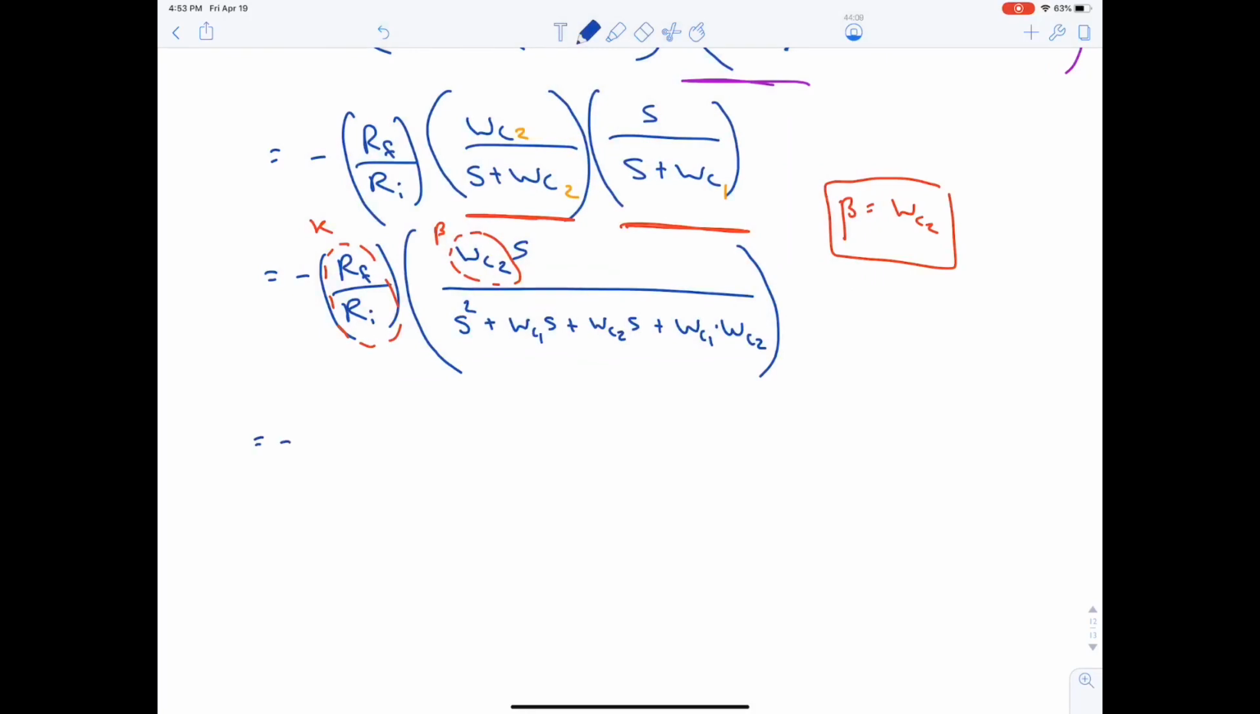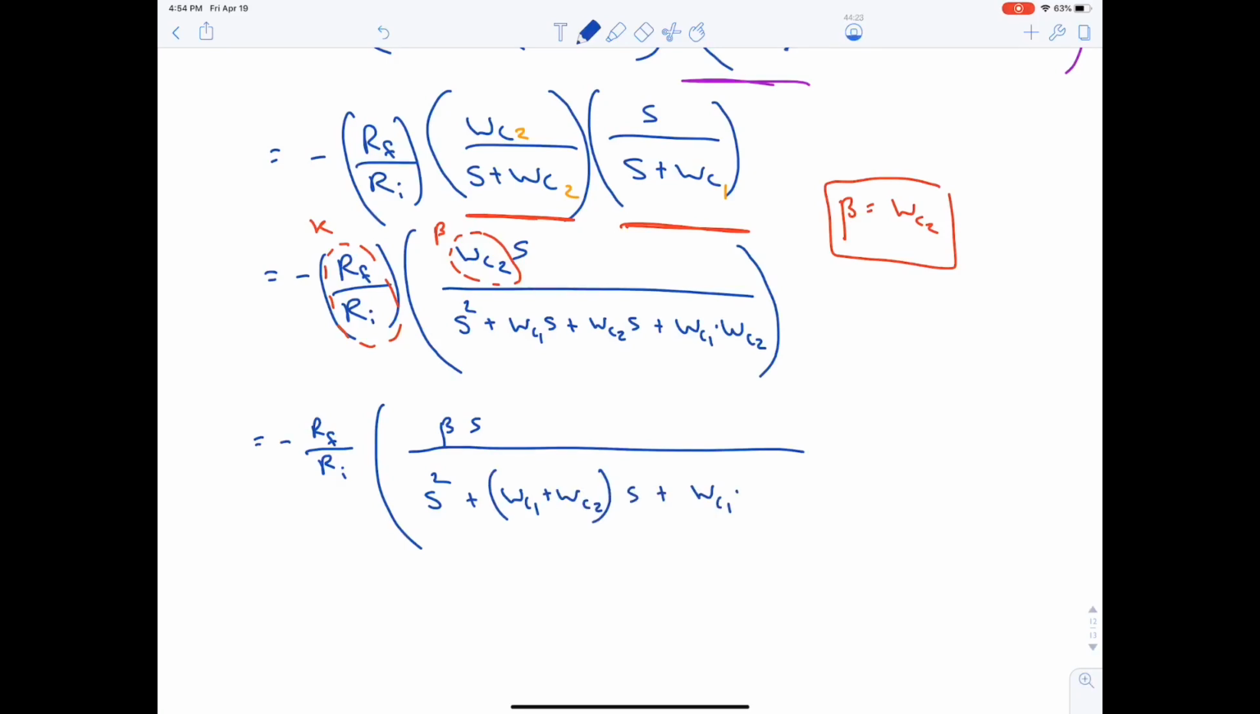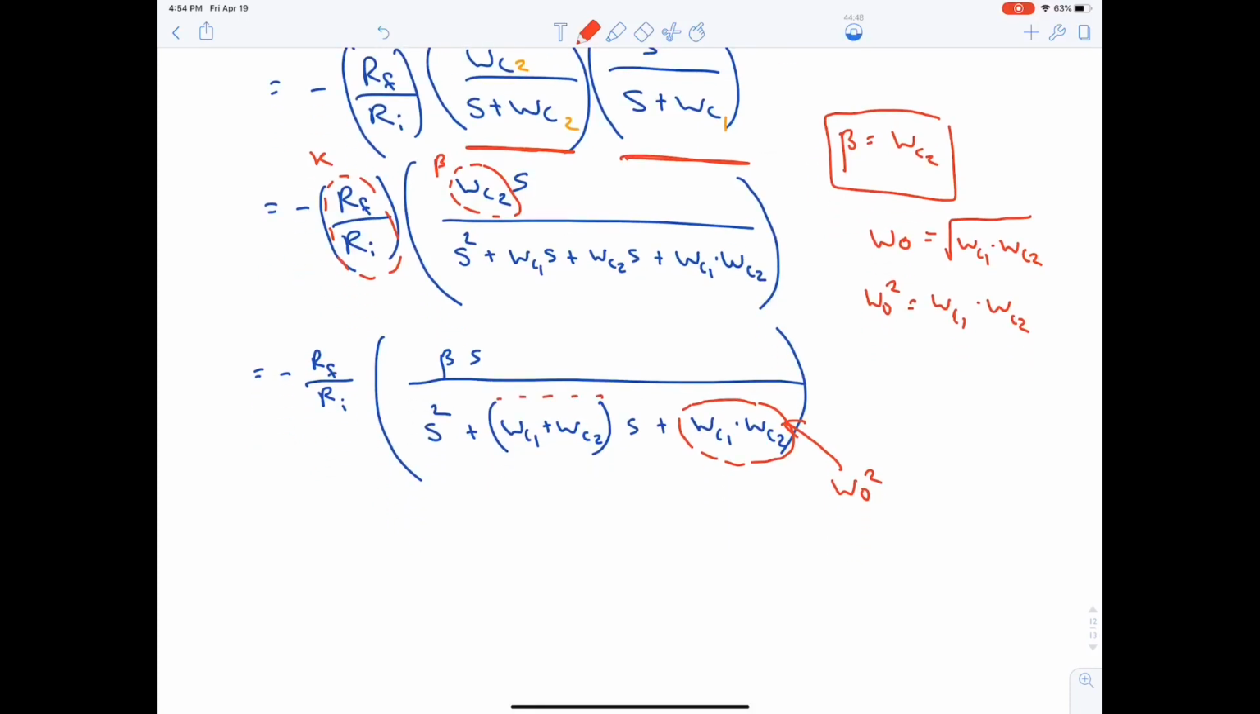Let's rewrite it. Minus Rf over Ri beta s divided by s squared plus, where I'm going to factor s out, s plus omega c1 omega c2. Okay, what is omega naught? Omega naught is equal to square root of omega c1 multiplied by omega c2. So omega naught squared will equal omega c1 multiplied by omega c2. Hence this entire thing is omega naught squared. This means we are on the right track. Now this is the only thing left.